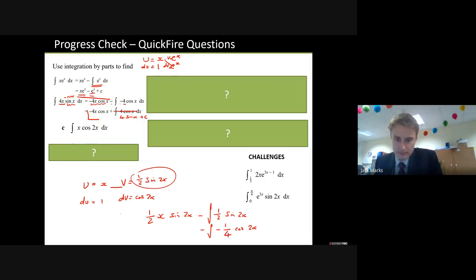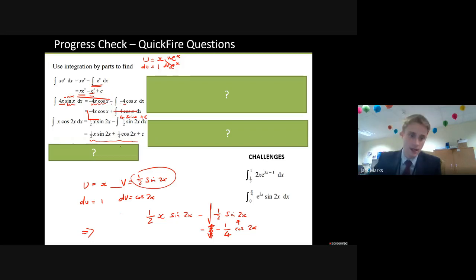Check by differentiating. I've integrated now. Check by differentiating this result here. It will actually take you back to this one here. Okay, so you have to compensate again. You end up with a double negative. So the final answer should be a half x sine x plus a quarter cos 2x plus c.